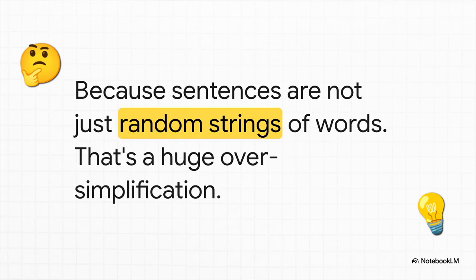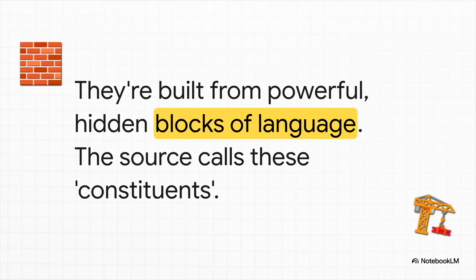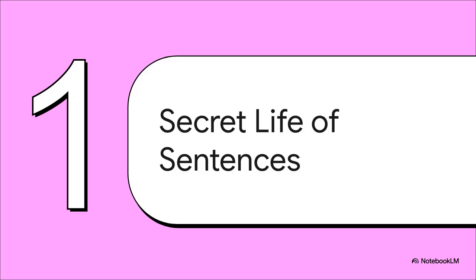It's because sentences aren't just a random jumble of words, strung together like beads on a string. That's way too simple. The truth is actually so much cooler. Sentences are built from these powerful hidden blocks. The official term is constituents, but honestly, I just think of them as Legos, right? Once you learn the shape of the bricks and how they snap together, you can build absolutely anything. So let's pull back the curtain and get a look at this secret life of sentences. And let's get to know these amazing building blocks.